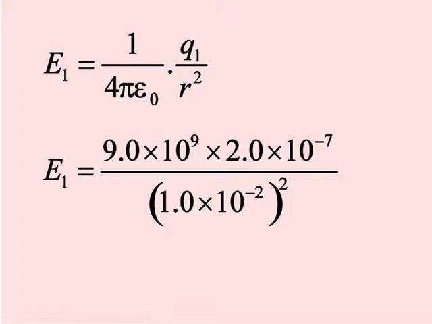This is equal to 9.0 into 10 raised to the power 9 into 2.0 into 10 raised to the power minus 7 upon square of 1.0 into 10 raised to the power minus 2. On calculation, we get E1 equal to 1.8 into 10 raised to the power 7 Newton per coulomb.